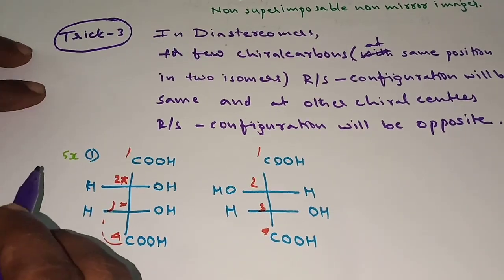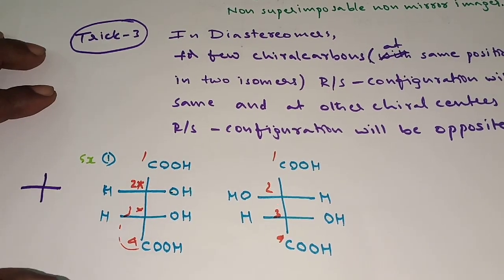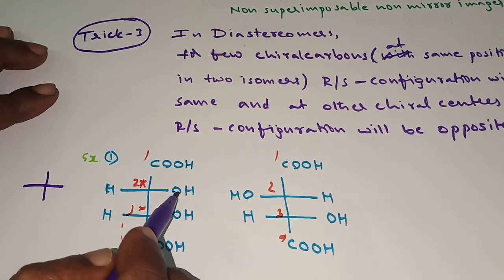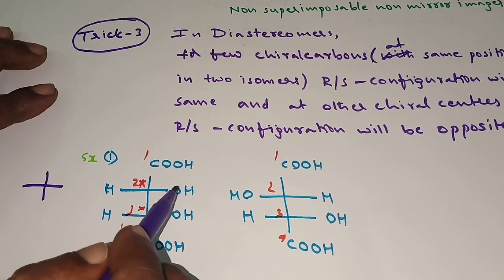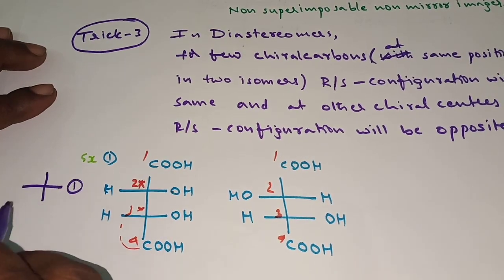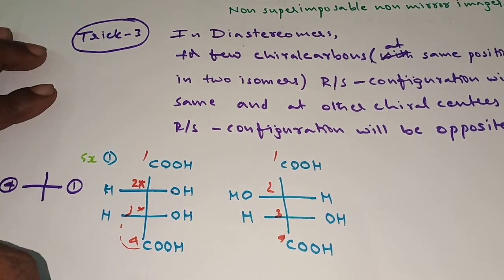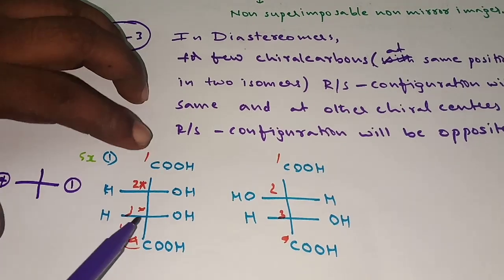In this case, at the second chiral carbon, there is a hydroxy group, carbon, hydrogen, and here is carbon. The oxygen atomic number is more, so it gets the first priority. Hydrogen's atomic number is the least, so it gets the fourth priority. And next, these two carbons are there now.